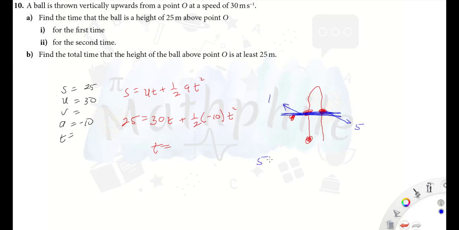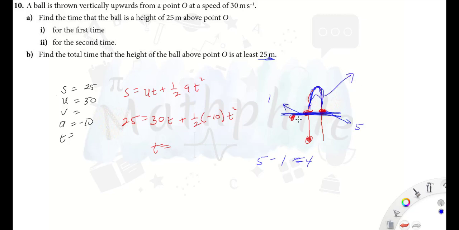I don't know the way they pose the question. Okay. So it's basically telling you to find the time that the ball was above 25 meters. So at 1 second, it was at 25 meters. At 5 seconds, it was at 25 meters. So this area gives you 4 seconds.